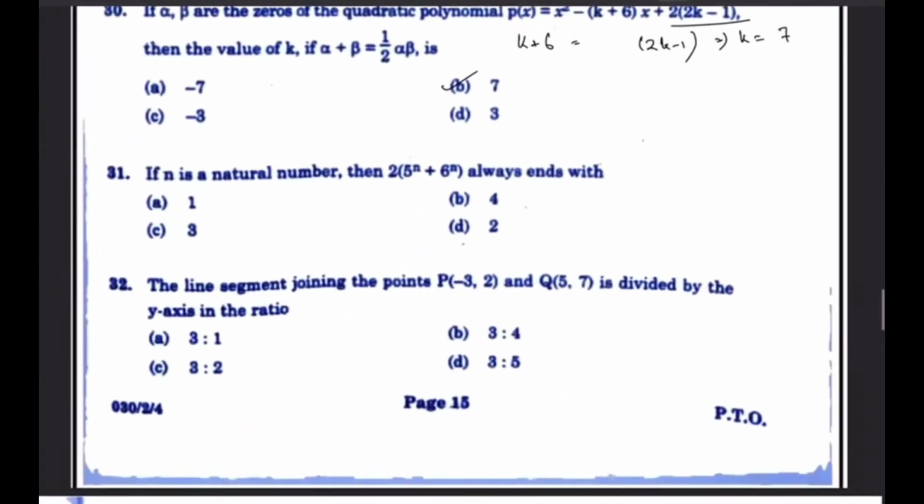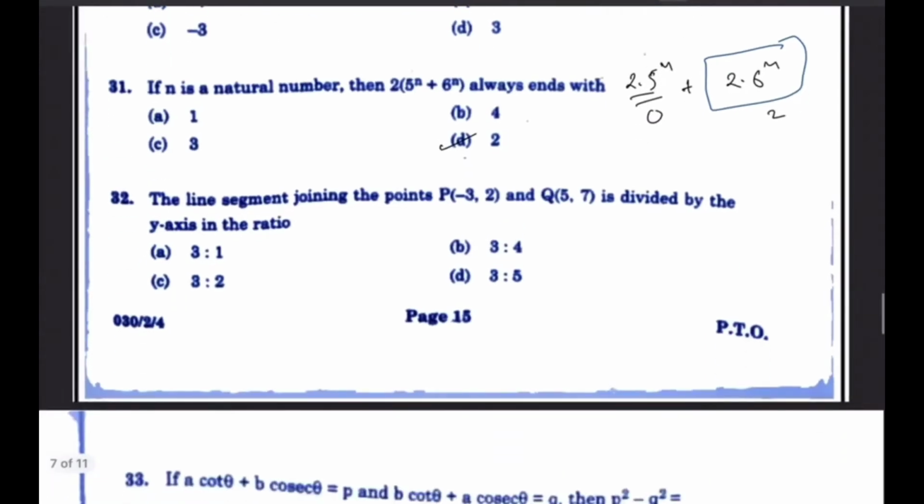Okay, if n is a natural number, 2 into 5 to the power n plus 6 to the power n. So 2 into 5 to the power n, you will see that it always ends with 0. So whatever is going to determine the last digit is going to be just this component. You see all of the powers of 6 end with 6. So if it ends with 6, 2 times 6 is 12. So the last digit is going to be 2 all the time because the last digit here is 0 and the last digit here is always going to be 2. So this is our answer.